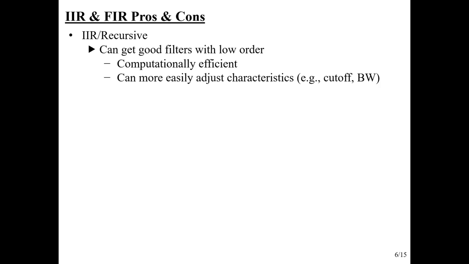So we've got these two different kinds of filters here, IIR and FIR, and we might want to think, do we care which one we use? What are the pros and cons? So let's look at the IIR case. You should have learned a little bit about this in the signals and systems class: one of the advantages of an IIR filter is that you can get some pretty good filters with a fairly low order filter structure.